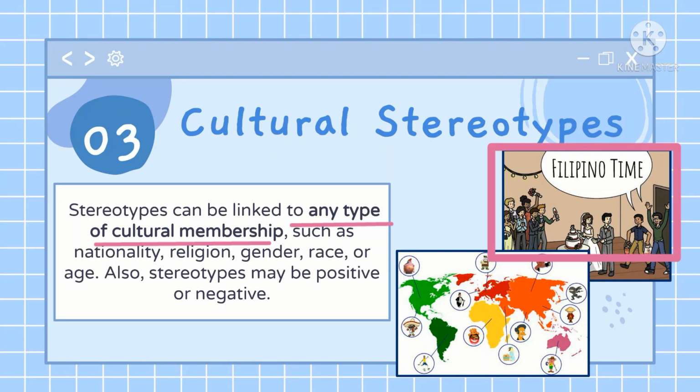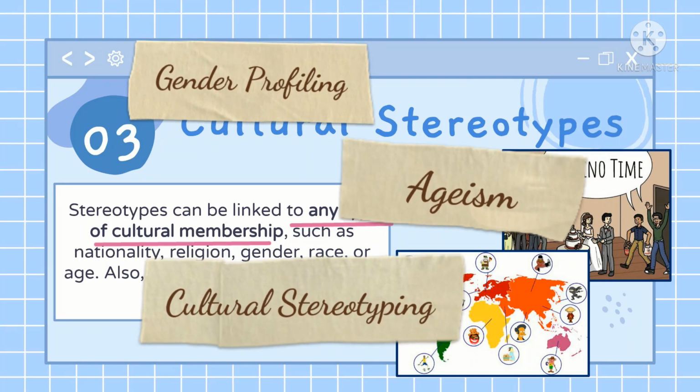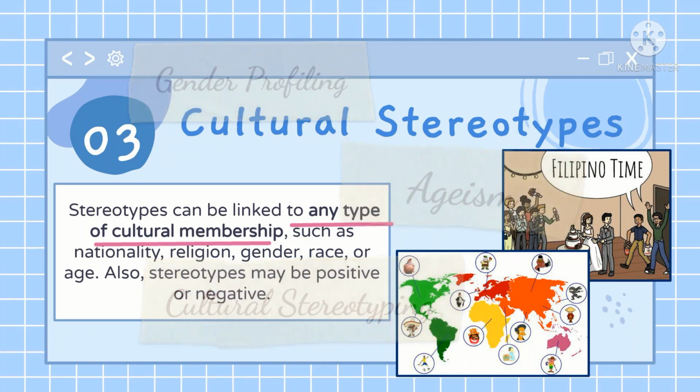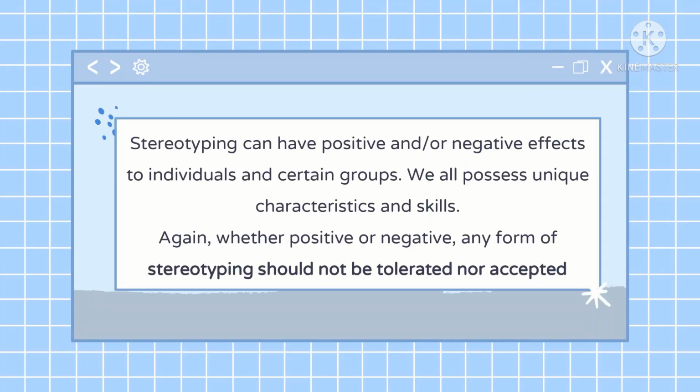We can also hear positive stereotyping. For example, Asians are math genius. Although it is a positive stereotyping, we should not do that or believe that notion because we set high expectations and pressure the member of that group to be that way or to be a genius in math. So those are the three types of stereotyping: gender profiling, ageism, and cultural stereotyping.